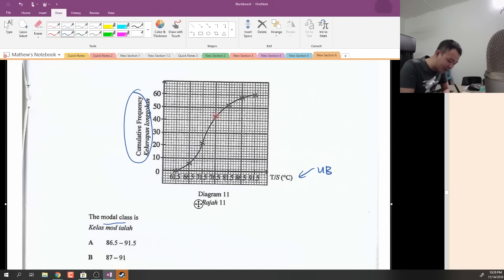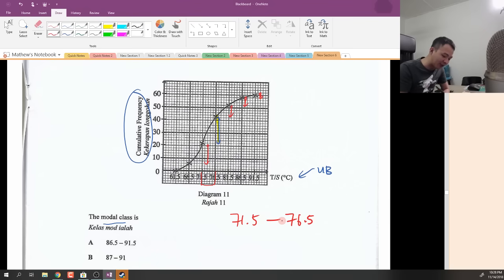So obviously the highest gap is this one, because from here to here you can see the gap is taller compared to the next one. Or you can just subtract them. Like this one, the gap is very small. So you find the largest one. I know basically it is this class, from 71.5 to 76.5.